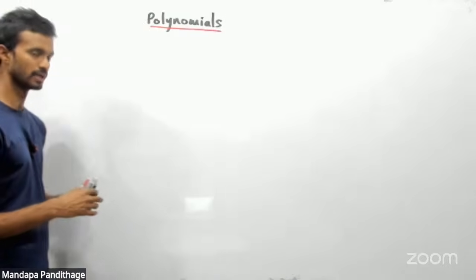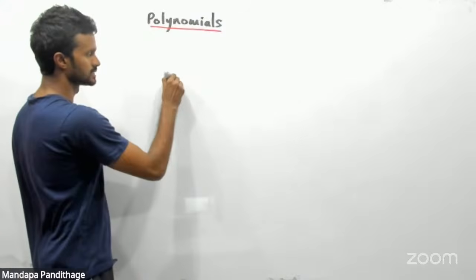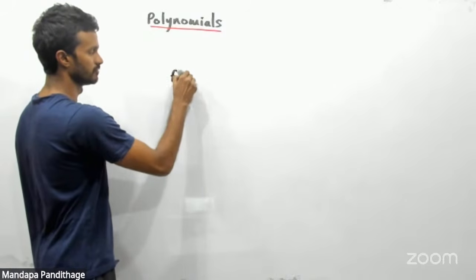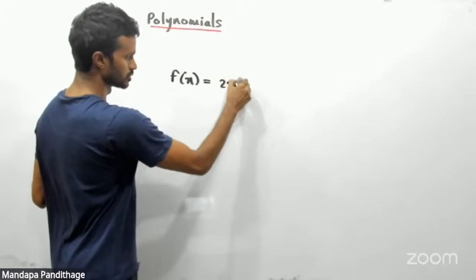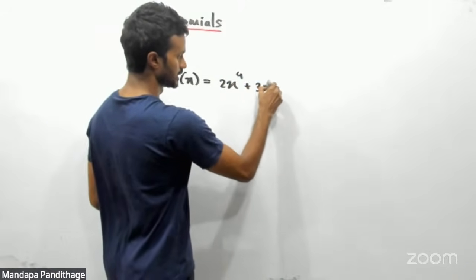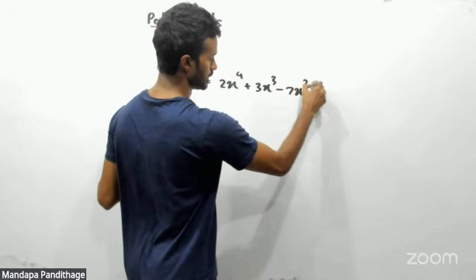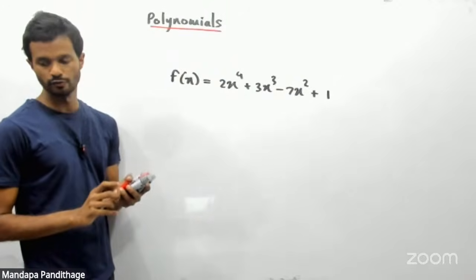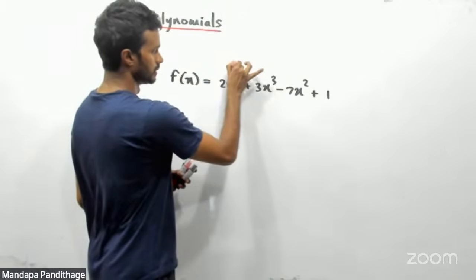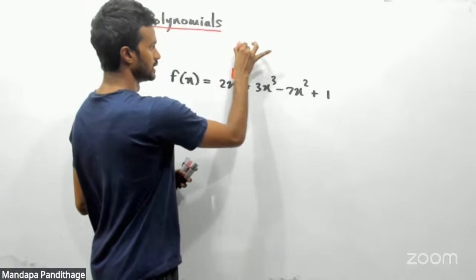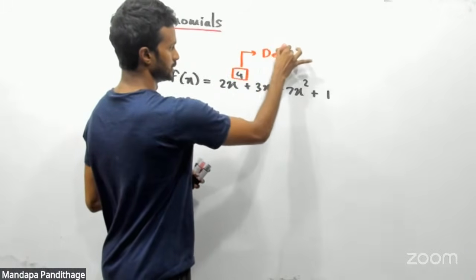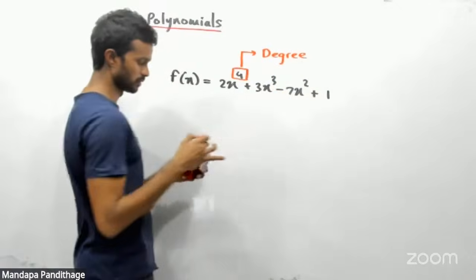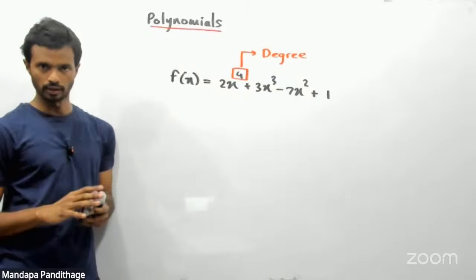So these are simple concepts. Then write in this way: what is the degree? I'll explain what the degree of a polynomial is. A degree is the highest power of the polynomial. So here, if we have f(x) = 2x^4 + 3x^3 - 7x^2 + 1, it's clear the highest power is 4. The highest power of a polynomial is considered as the degree of the polynomial.